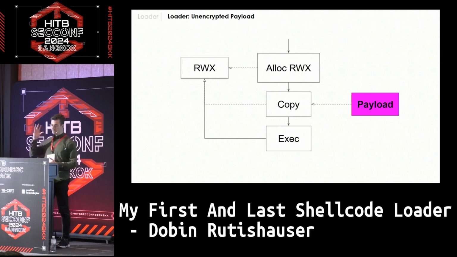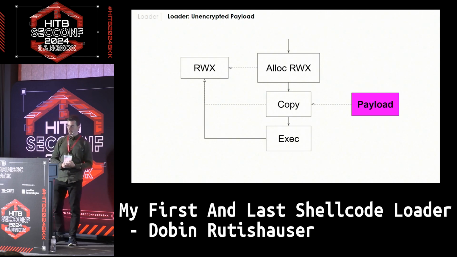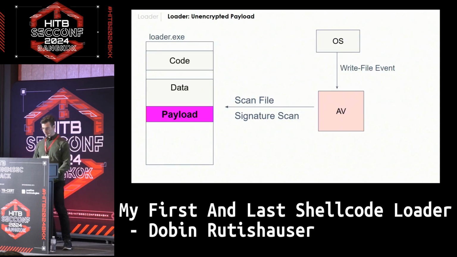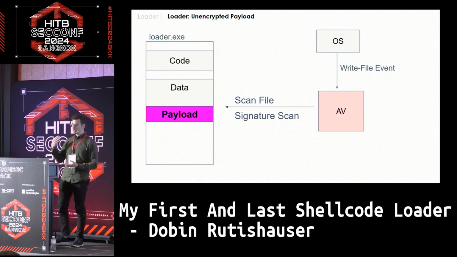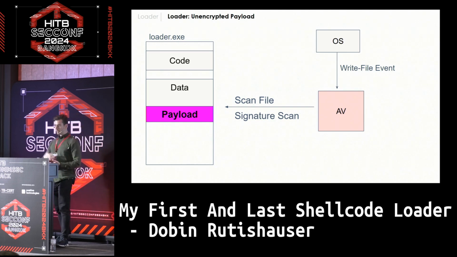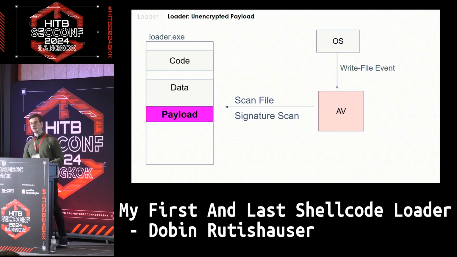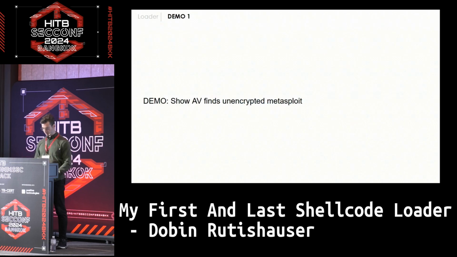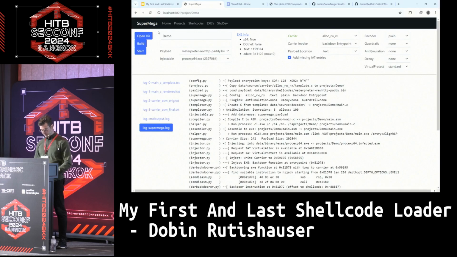Basically, we need to have the payload somewhere. And if you just do it with no encryption, by default, the payload, our Cobalt Strike or Metasploit or whatever, will be plain text in the file itself, in the executable file. When the system writes this file to disk, the antivirus will get the write file event. It will scan the file for signatures, for known bad, and then if it detects something, remove the file. So we can show this.